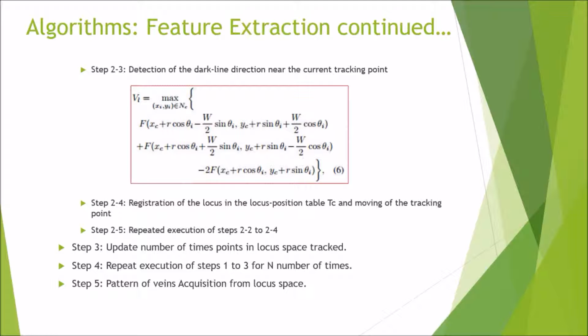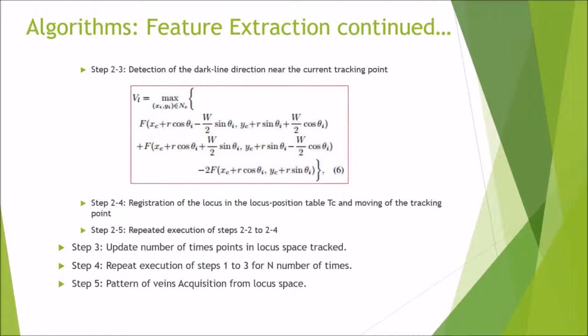Detection of the dark line direction near the current tracking point. To determine the pixel to which the current tracking point (XC, YC) should move, the following equation, referred to as the line evaluation function, is calculated. This reflects the depth of the valleys in the cross-sectional profiles around the current tracking point.